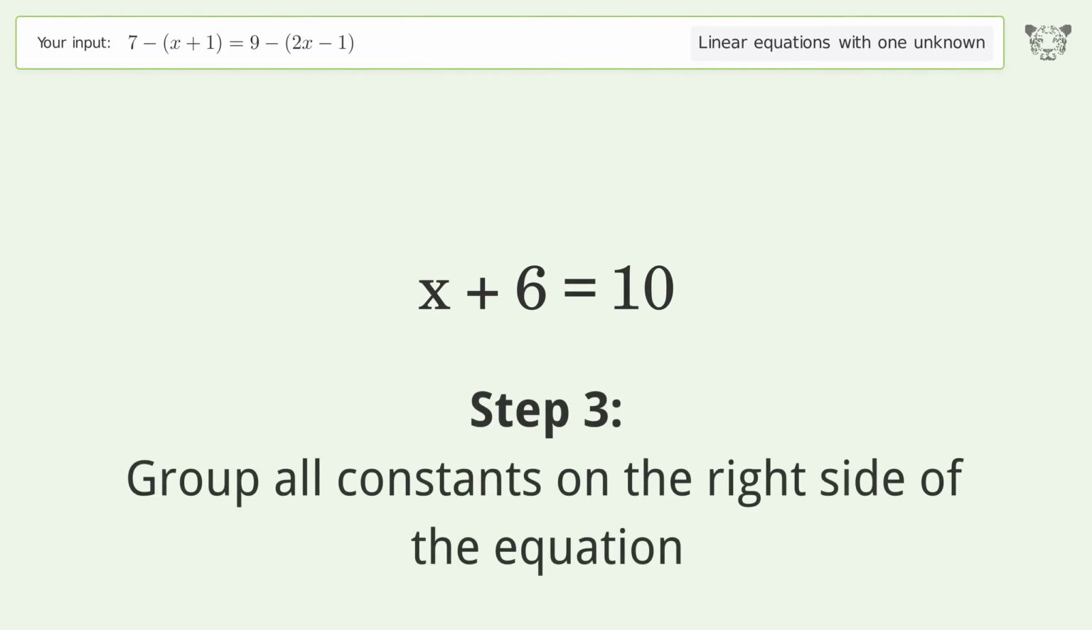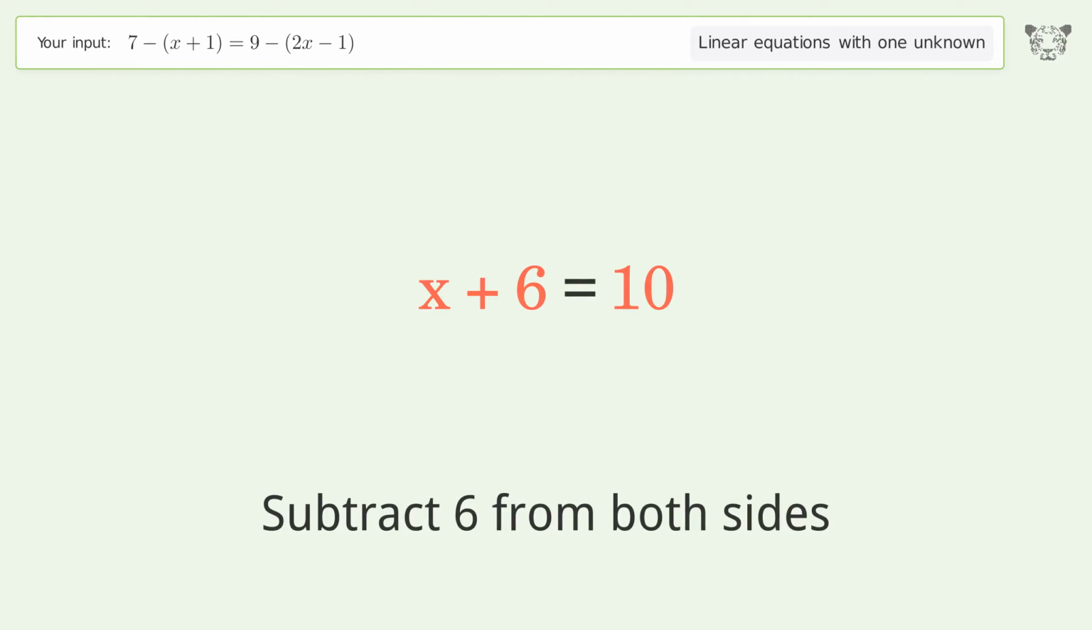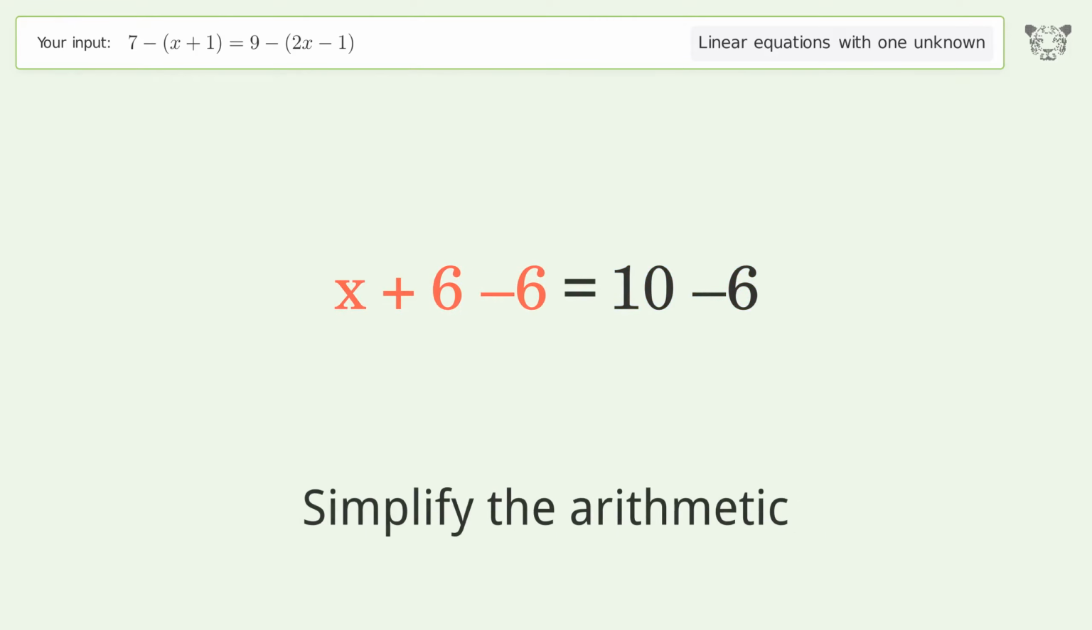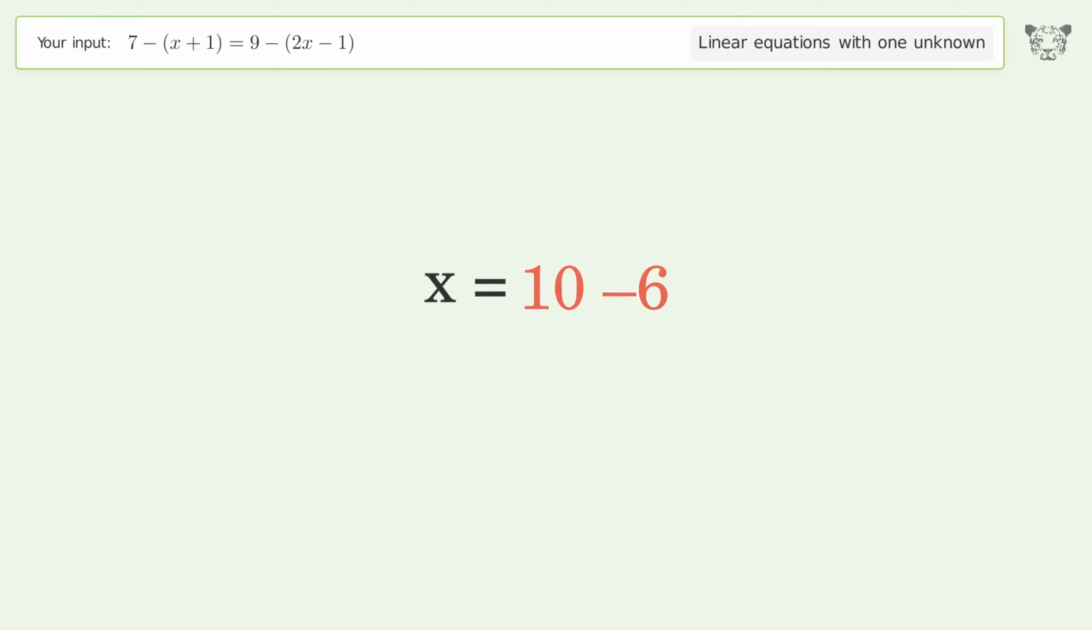Group all constants on the right side of the equation. Subtract 6 from both sides. Simplify the arithmetic. And so the final result is x equals 4.